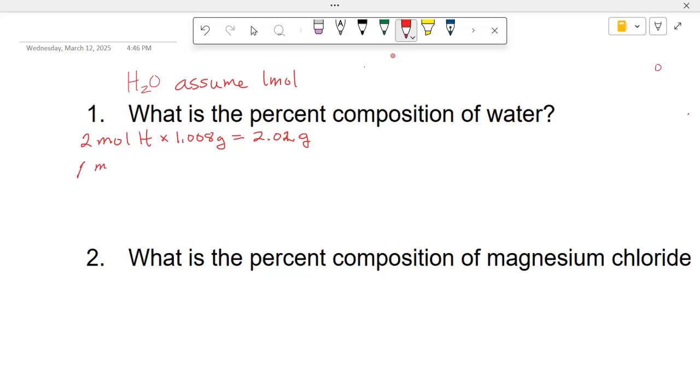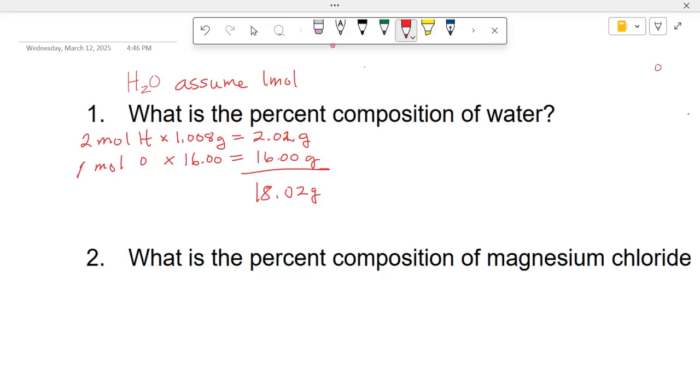Okay, the next one we put here is oxygen. So we've got 1 mole of oxygen, and 1 mole of oxygen, we times that by the molar mass of oxygen, which is 16.00, and we get 16.00 grams. And our total molar mass for water, which you guys have all seen many times, is about 18.02 grams.